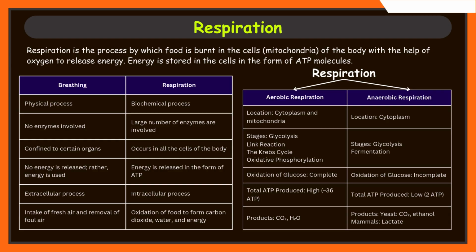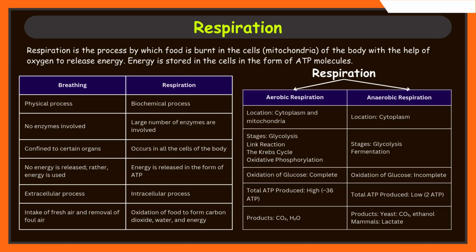In organisms like yeast, anaerobic respiration produces alcohol and carbon dioxide as waste products, and this is known as fermentation. In human muscles, during heavy exercise when oxygen supply is low, anaerobic respiration happens and produces lactic acid, which can cause muscle cramps and fatigue. Because the breakdown of glucose is incomplete, anaerobic respiration only produces 2 molecules of ATP from 1 molecule of glucose.